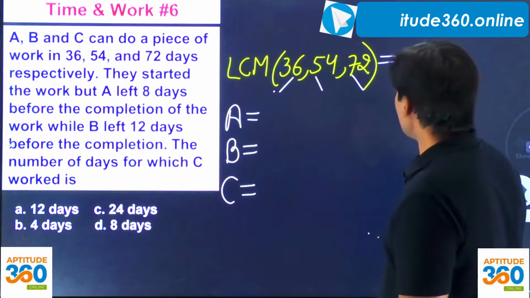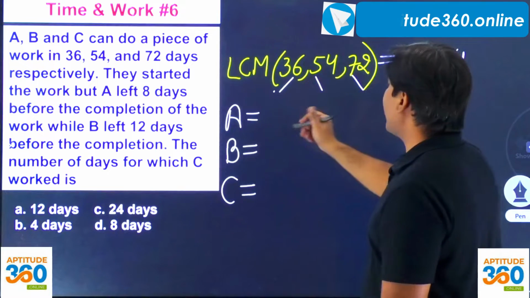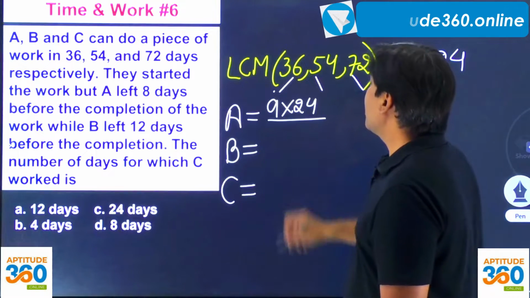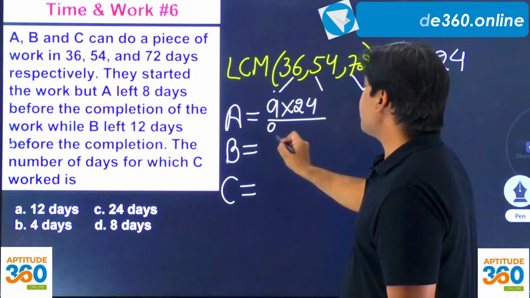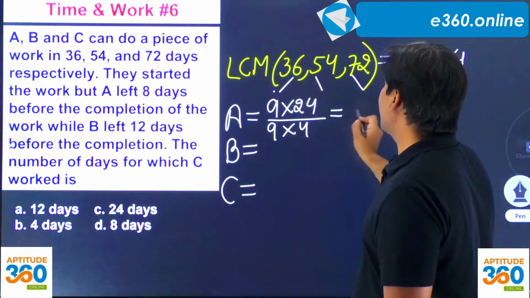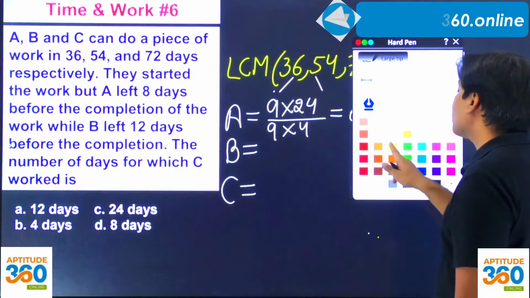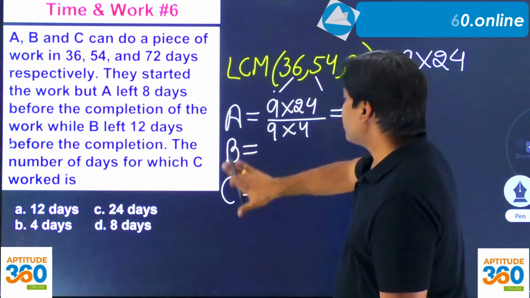Now, understand this thing. This value is 9 into 24 divided by 36. 36 can be written as 9 into 4, isn't it? It's pretty simple for us to find out. Sometimes calculation avoid करना चाहिए हमारे को. How about B?